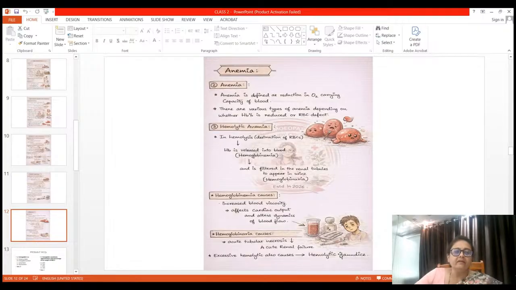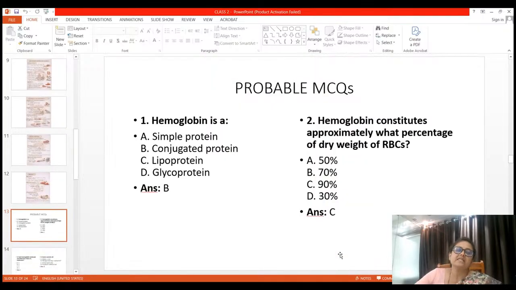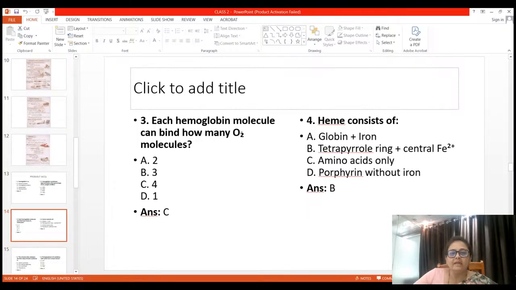and applied physiology. Okay, next, these are the probable MCQs. Hemoglobin is a what kind of protein? Conjugated protein. Hemoglobin constitutes approximately what percent of dry weight? Almost 90% of dry weight of RBCs is hemoglobin. Each hemoglobin can bind up to 4 oxygen molecules. Heme consists of tetrapyrrole ring and central iron. Tetrapyrrole, 4 pyrrole molecules with 1 iron molecule.